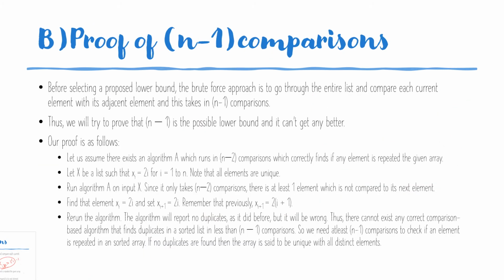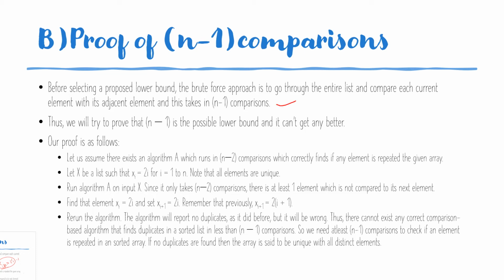Here in the second step, I'm showing that we need at least n minus 1 comparisons after the sorting. After sorting, we need to compare the adjacent elements, so we need at least n minus 1 comparisons for this. Before proposing the lower bound, I gave the brute force approach for this entire list: n minus 1 comparisons.